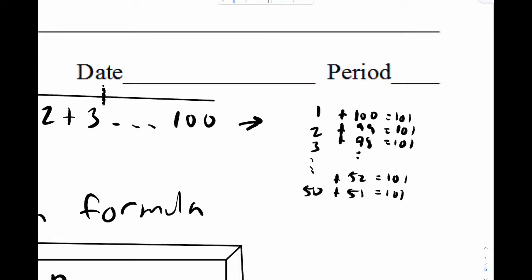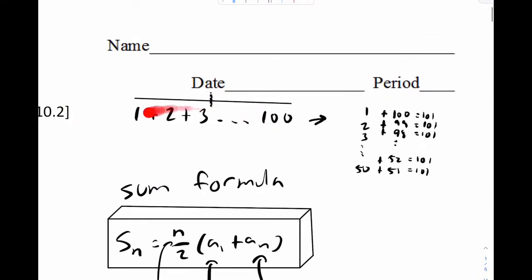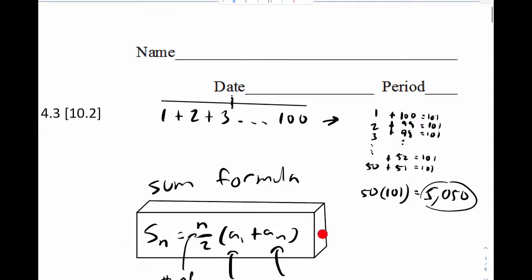Which means I can easily find the sum of this pretty hard problem by just taking one of these 101s, and thinking, how many pairs of numbers are there? Well, that would be 100 over 2, or 50, because there are 50 numbers here. So that would mean the sum is 5050. That's the theory behind where this formula came from.